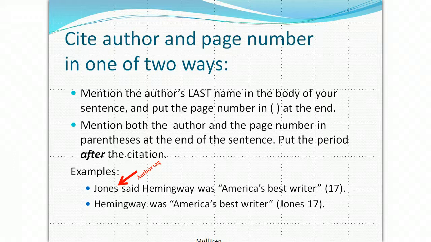For example, here's a sentence. Jones said Hemingway was, quote, "America's best writer," close quote, 17, period. Jones is the name of the author of that quote, and you've included an author tag at the very beginning of the sentence, but you've waited until the end of the sentence to include the page number in parentheses, in this case 17. Or you could do it the other way. You could start your sentence, Hemingway was, and then put in quotation marks, "America's best writer," and because you're quoting somebody else's opinion, you've put the person you're quoting, Jones, and the page number on which you found the quotation at the end of your sentence in a parenthetical citation.